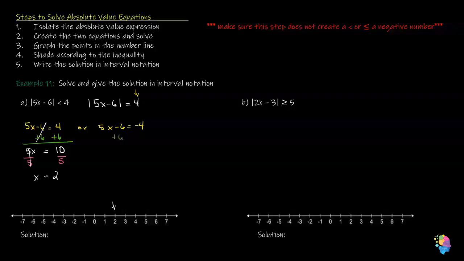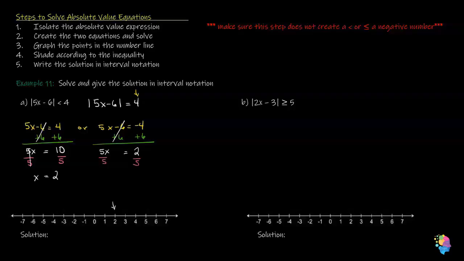Again, we add the 6 from left to right. That gives us 5x. The 6's get eliminated. And on the right side, -4 plus 6. Different signs we subtract, keep the sign of the largest. So then that will be +2. And then from there, we're going to divide both sides by 5.